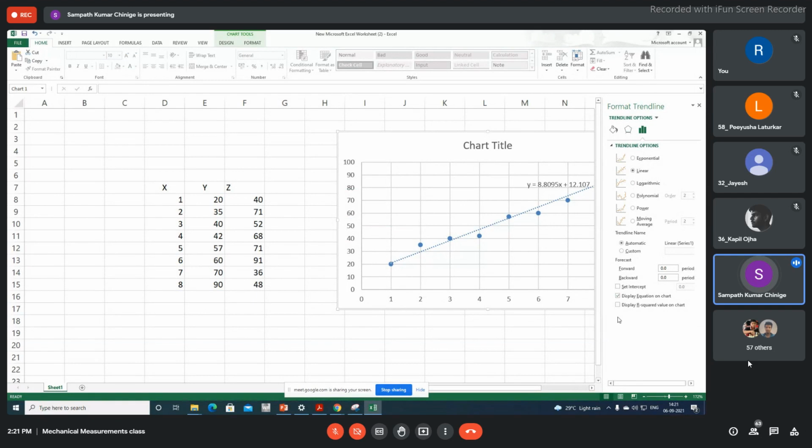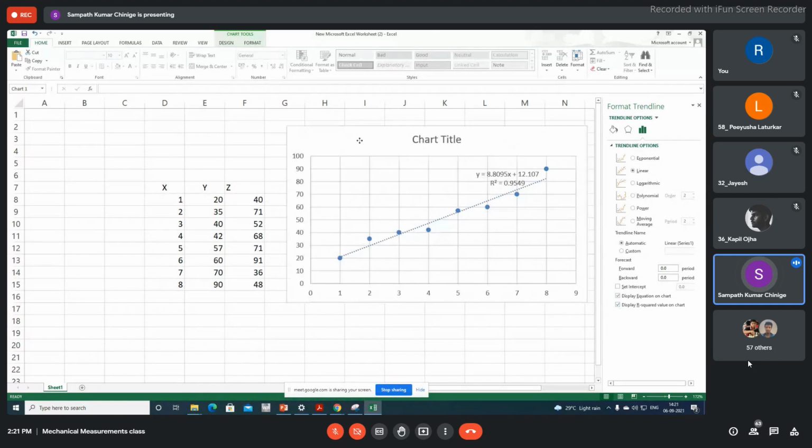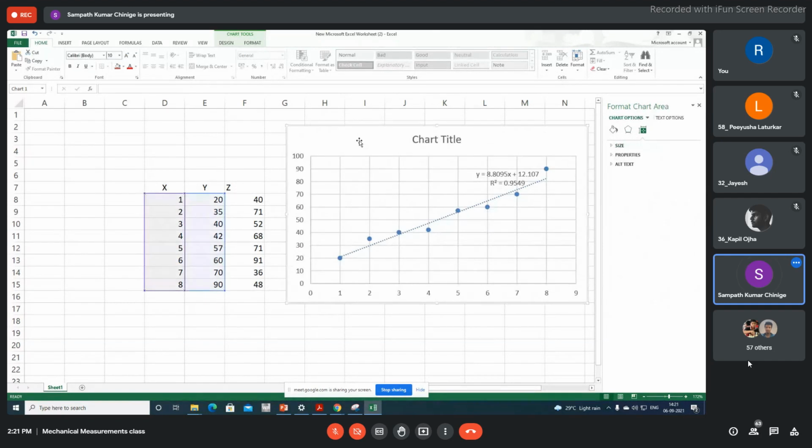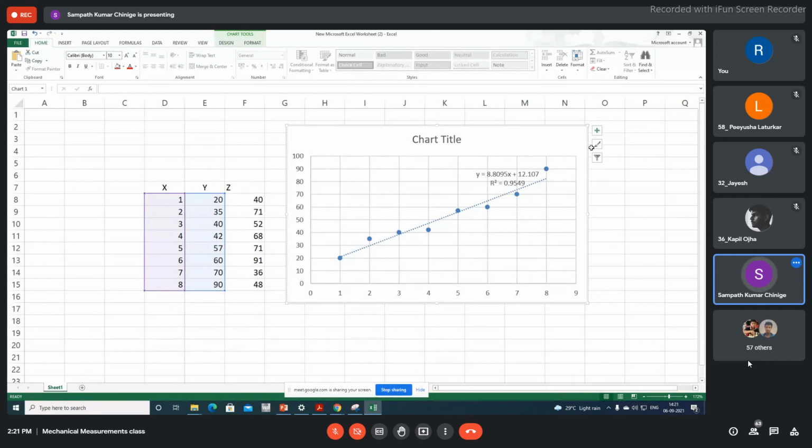Now what you have to see is the R square value. How much is it? 0.9549. So whether this is good enough: how should the R square value be? As close to 1 as possible, correct? So let us see whether any other thing will help us. Now, trend line.